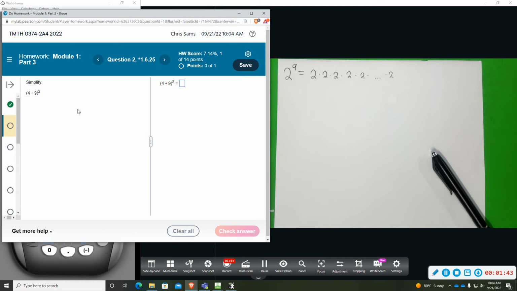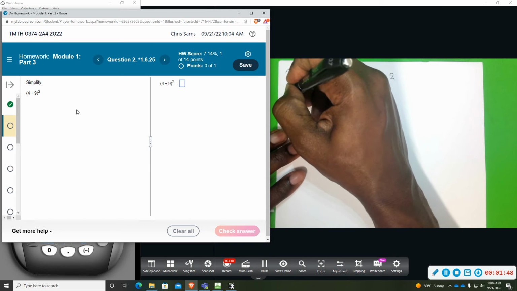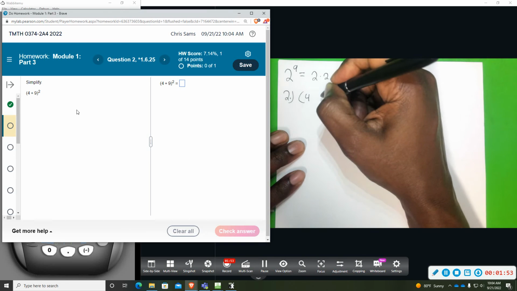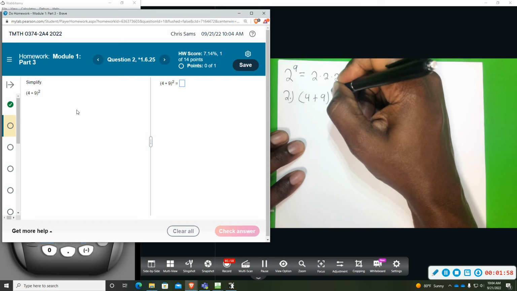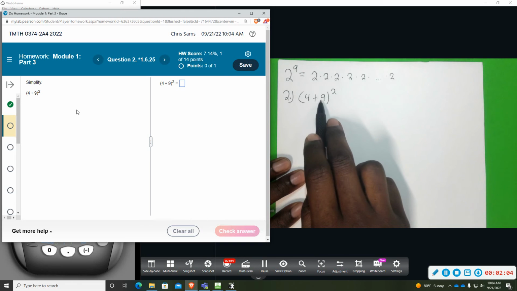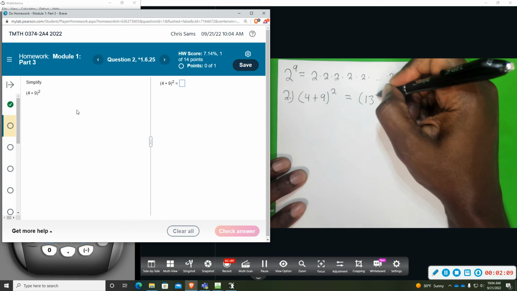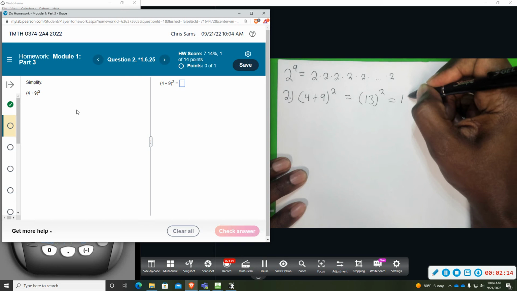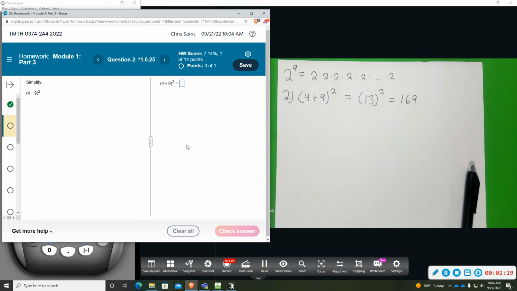All right, number 2. This time you have some parentheses, so you want to follow the order of operations. So you're going to do parentheses and then exponents. So you would do 4 plus 9 first, and that will give you 13. And then you will do 13 squared, which will give you 169. Okay. So again, you can use a calculator.